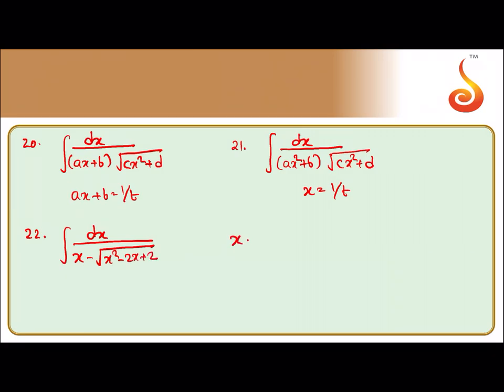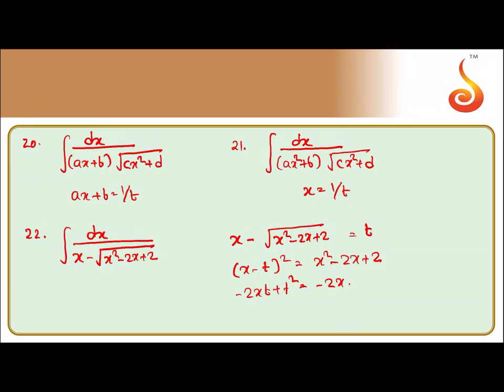Integral dx by, suppose x minus under root of x square minus 2x plus 2 is given. In these type of questions, you take the whole root of x square minus 2x plus 2 as t. So x minus t whole square is equal to x square minus 2x plus 2. The x square term will cancel. You get minus 2xt plus t square is equal to minus 2x plus 2. So from this you extract the x value and substitute it. This is a trick, we have to use it whenever it is given in this form.